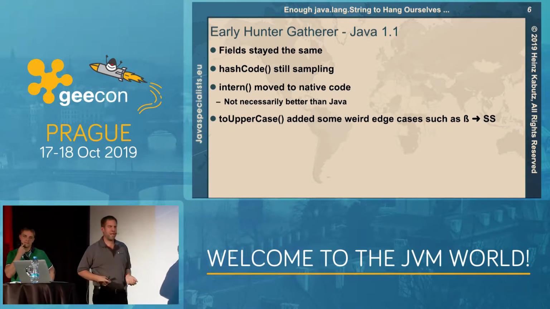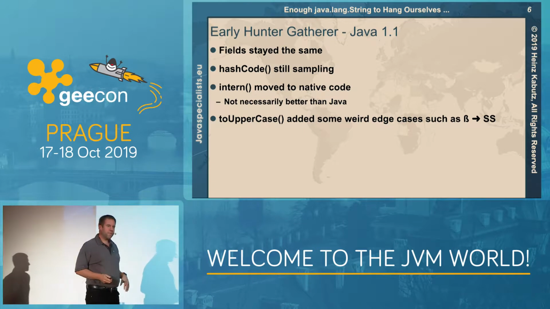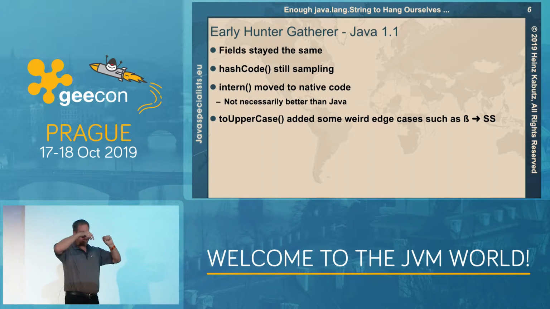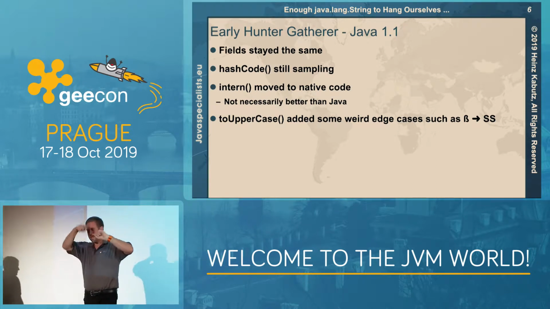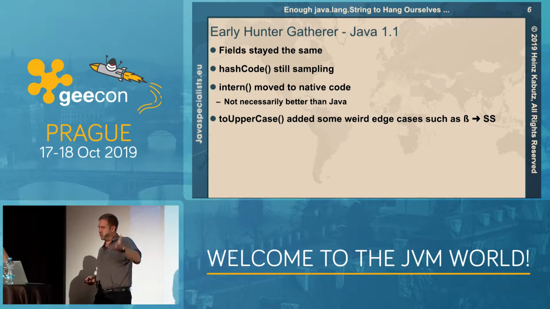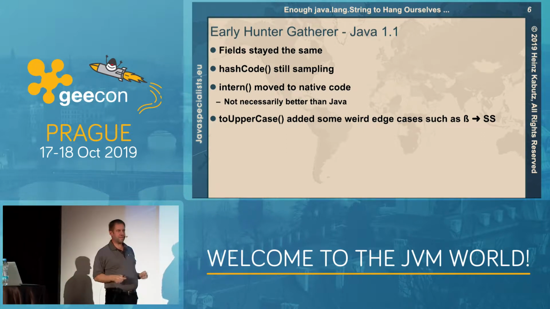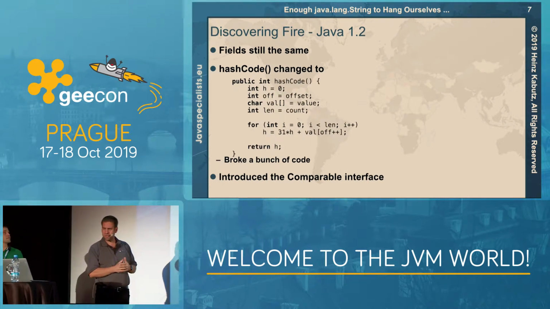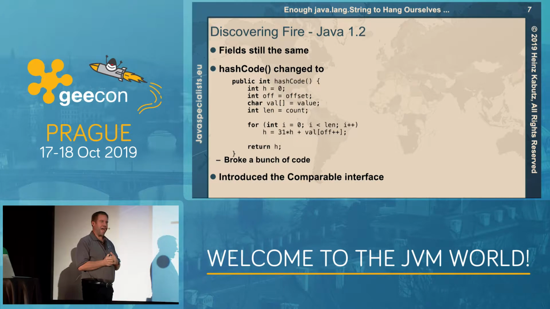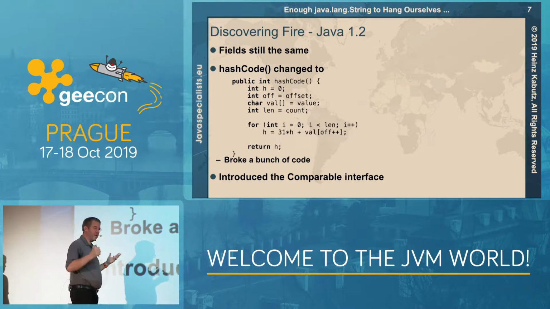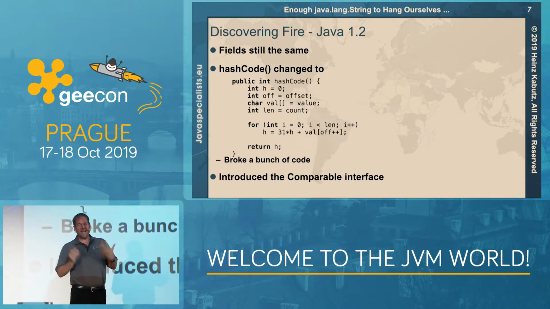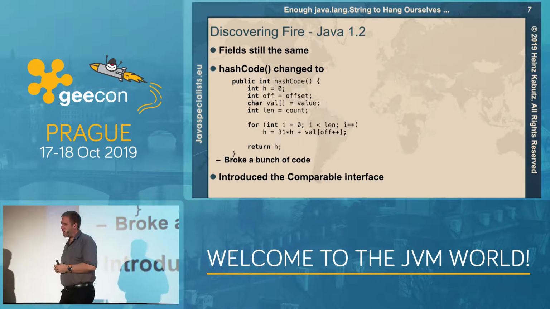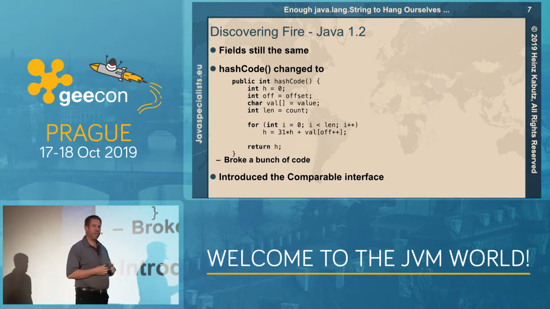They also added some weird edge cases. For example, if you're in Germany, at the time Unicode didn't have a character for uppercase ß, that funny thing that looked like a Greek beta. So when you called toUpperCase, you ended up with 2 capital S's as a result. In Java 1.2, they kept the fields the same, but they changed the hash code. And even when Java 1.2 was released, there was already legacy code from Java 1.1 and 1.0. And people started complaining and saying, my tests don't work anymore.